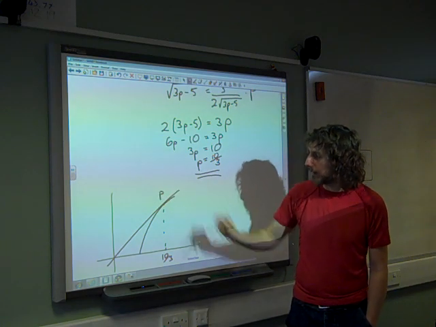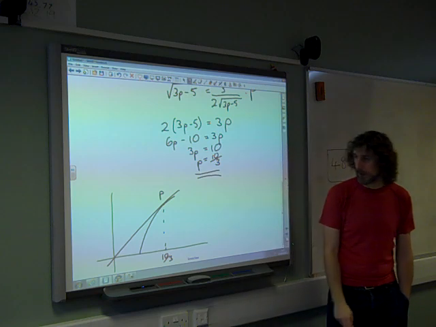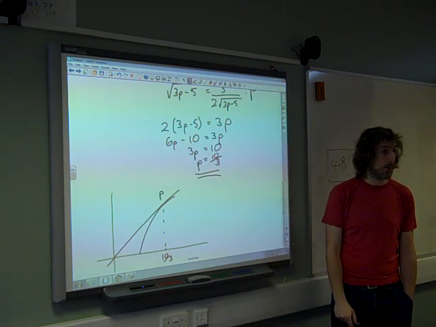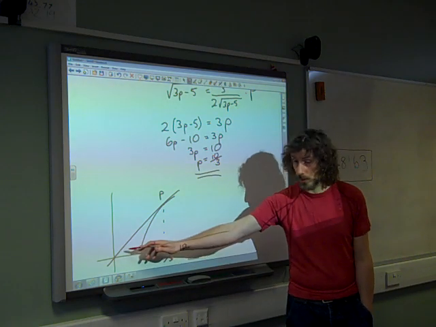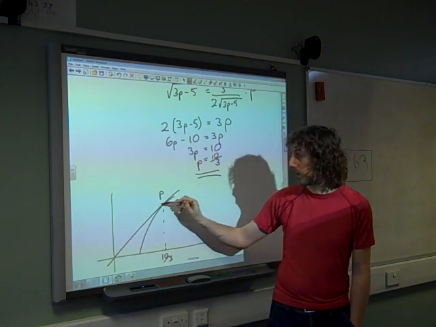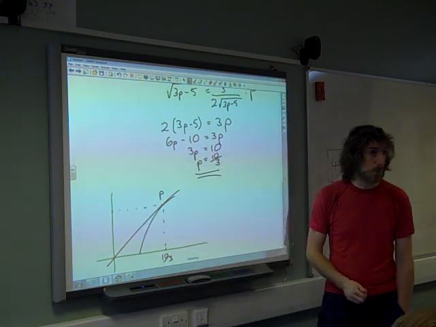This is the point P. We're going to need to know some other things that are going on here, aren't we? If we're going to work out the area of this triangle, we need to know the height of the triangle. So I need to find that y value.